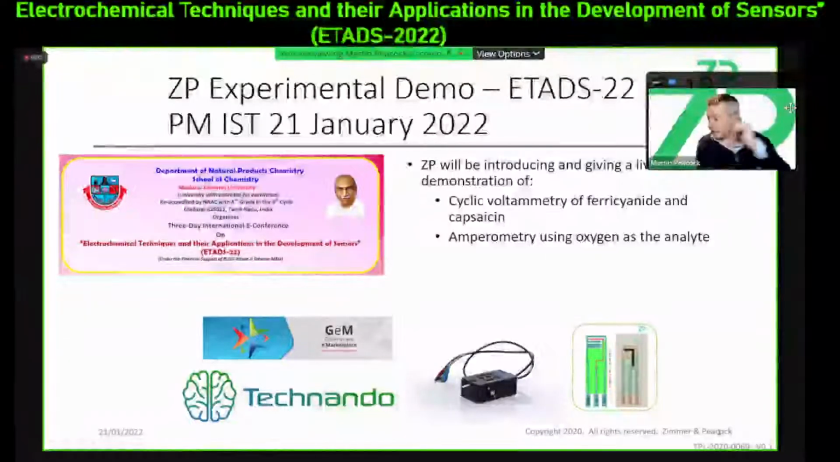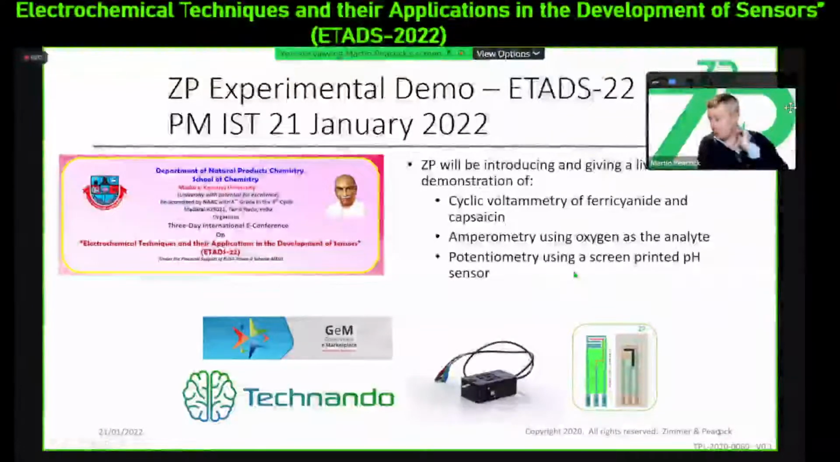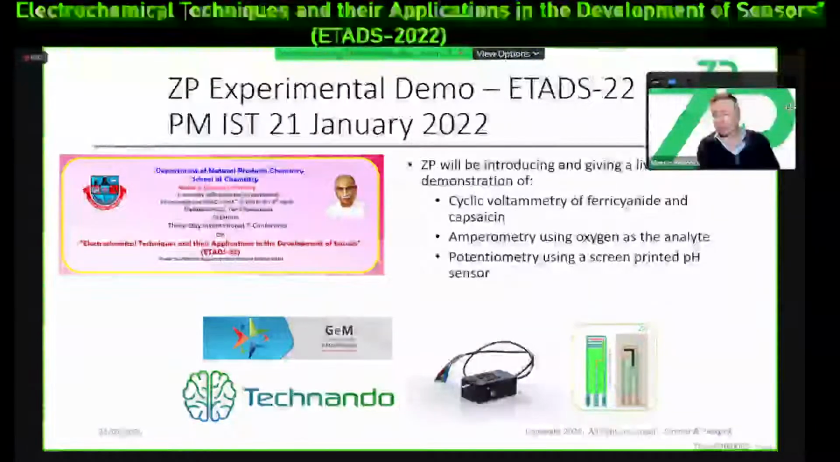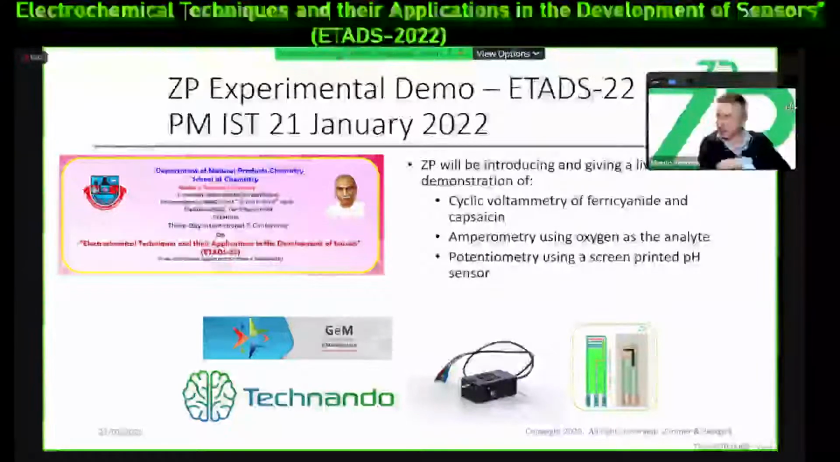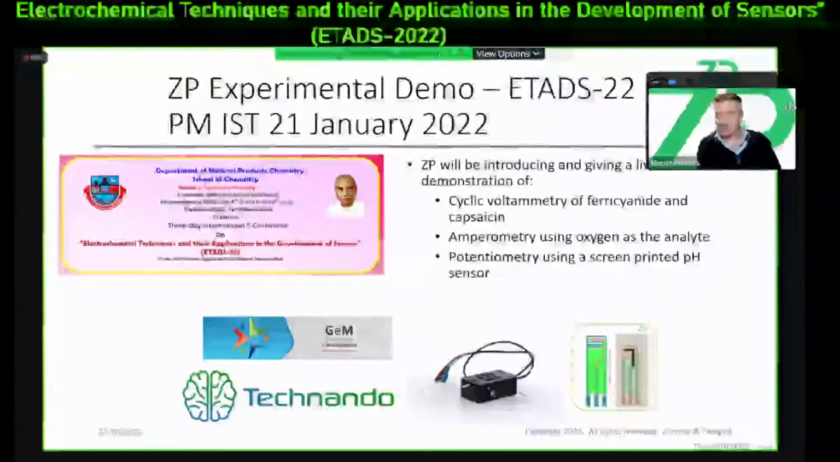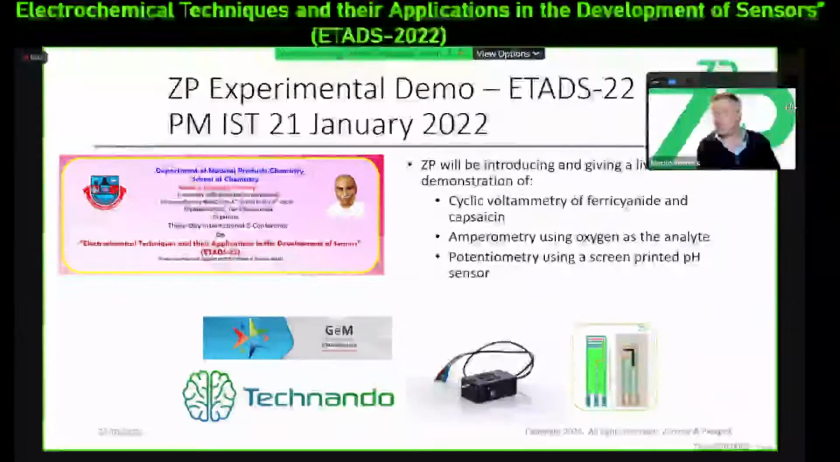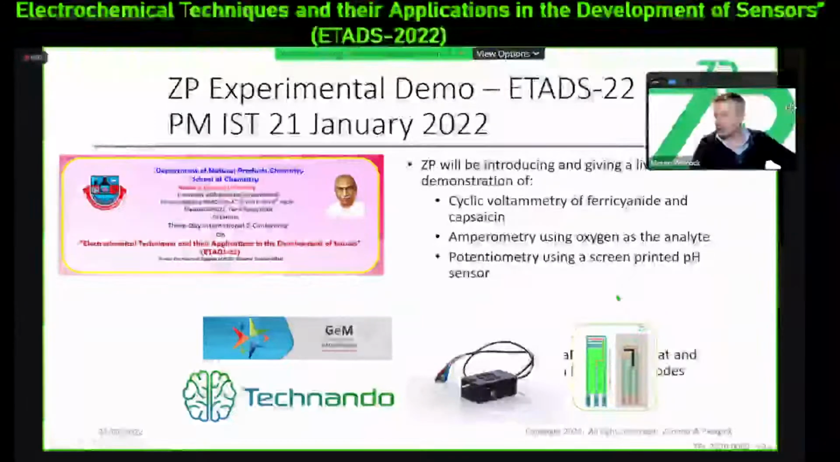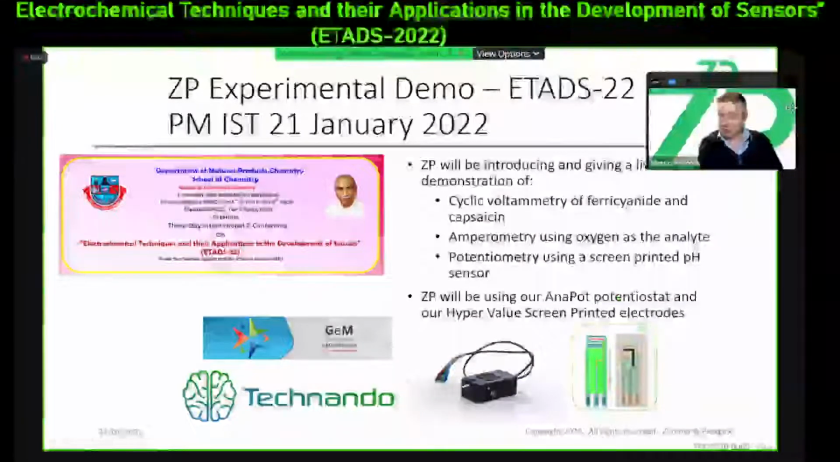We'll also be doing some live demonstrations on amperometry, and we'll be detecting oxygen as the analyte in that demonstration. And we'll also be doing a demonstration on potentiometry using a screen printed pH sensor. Just for everyone's interest, I think pH is probably the most measured chemical parameter in the world. So pH is always interesting to measure.